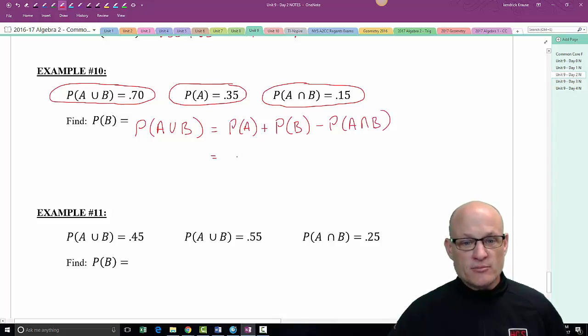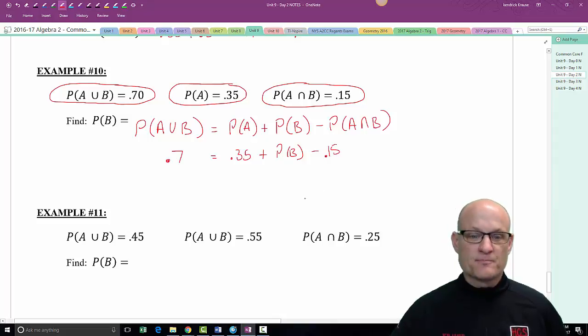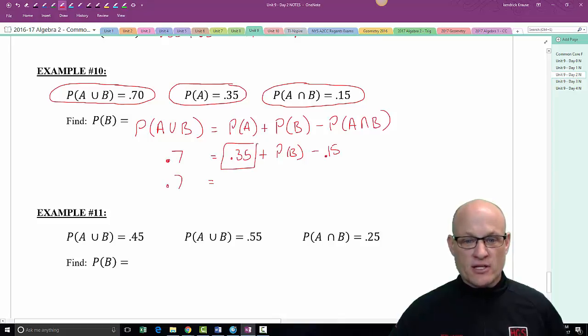Probability of A, 0.35. The probability of B, we don't know. Oh, we know the probability of A or B. We know that's 0.7. Minus the probability of A and B, we know that's 0.15. All right, so 0.7 is equal to, if I put this together with this, I get 0.2 plus the probability of B. Subtract 0.2 and I find out the probability of B is a half, 0.5.